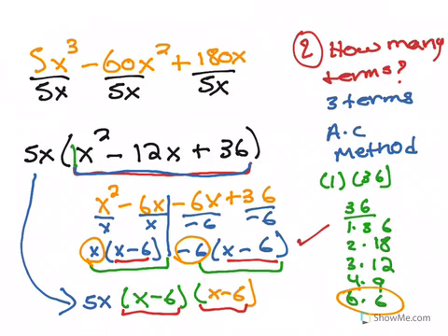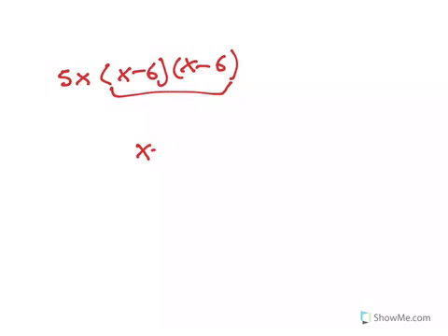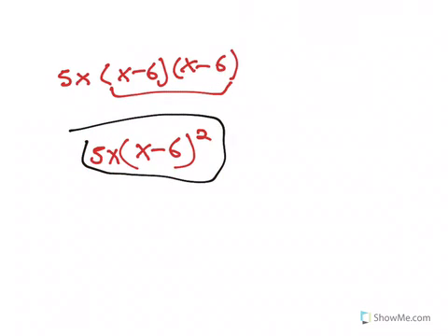You can rewrite this as just x minus 6 squared. So let's just rewrite that. So I know that my GCF is 5x. And then I have x minus 6, x minus 6. Well, they're both the same. So I can simply just say x minus 6 squared and have my 5x here. And that is your answer for question 13.